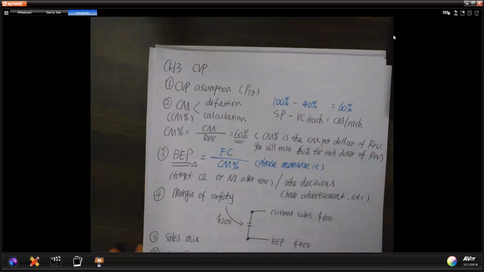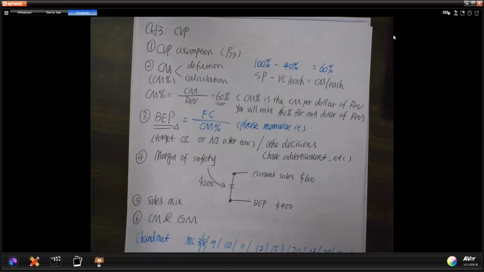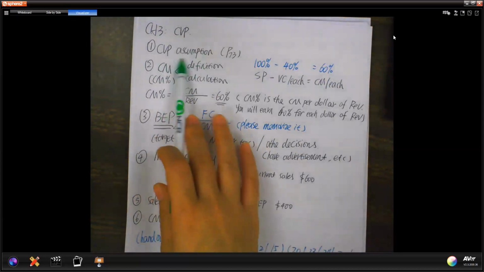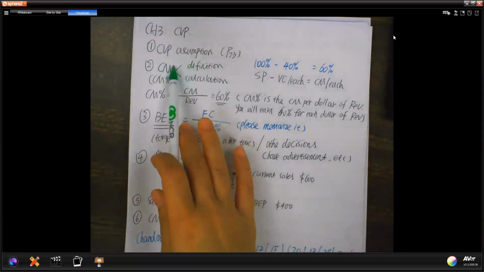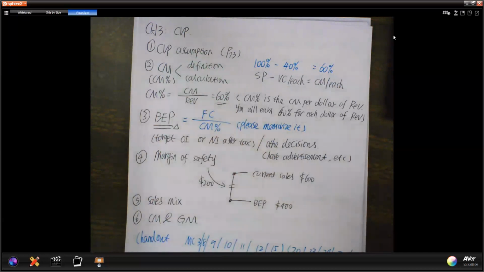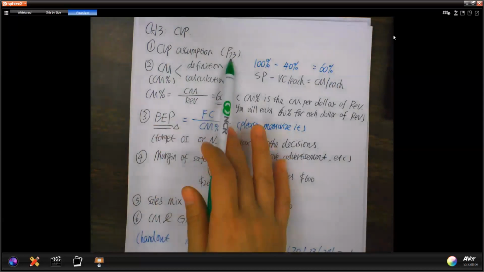Chapter 3, I think this is the chapter most students like because it's related to 311. We talk about CVP analysis. First thing I want you to think about is the CVP analysis assumptions. The reason I put it here is because we talked about CPA questions that have this type of question. So make sure you go to your textbook page 73.